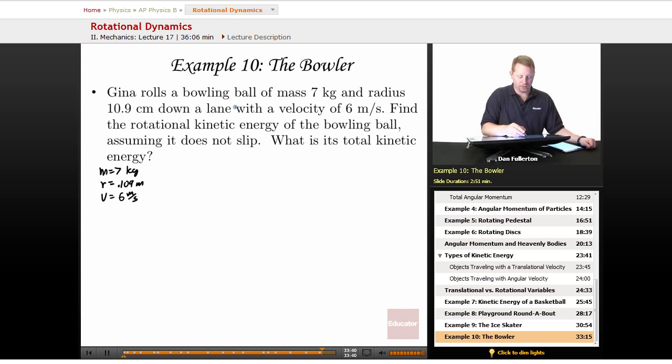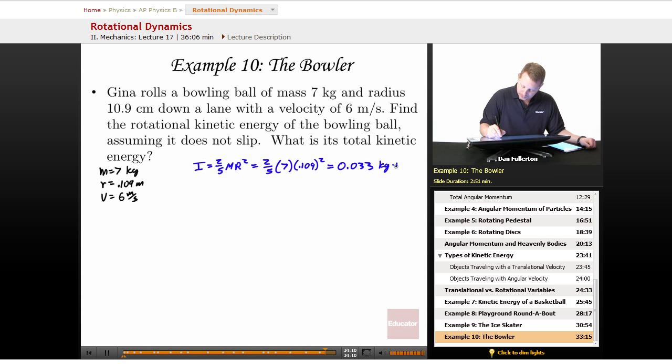Well, first thing I'm going to do, it's a solid bowling ball. We'll assume the mass is uniformly distributed. So I'm going to find the moment of inertia of the bowling ball by modeling it as a solid sphere. Moment of inertia for a solid sphere is 2/5 mr squared. So that'll be 2/5 times its mass, 7, times the square of its radius, 0.109 squared, or about 0.033 kilogram meters squared.